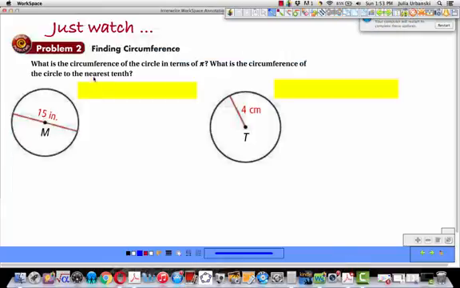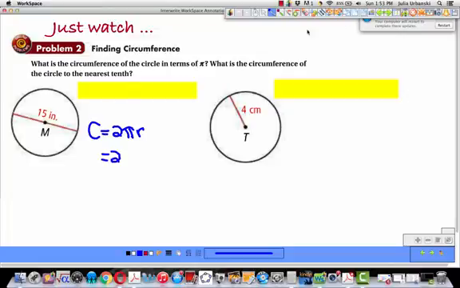Okay, so one to just watch. Finding the circumference. Put your pencils down and just watch. What is the circumference of the circle in terms of pi? Look back to your flow chart or your notes earlier if you need to remember that the circumference equals 2 pi r. That's the circumference. The 2 is in front. It's not squared. So they want me to find the circumference of the circle in terms of pi, and then they want me to find it to the nearest tenth.